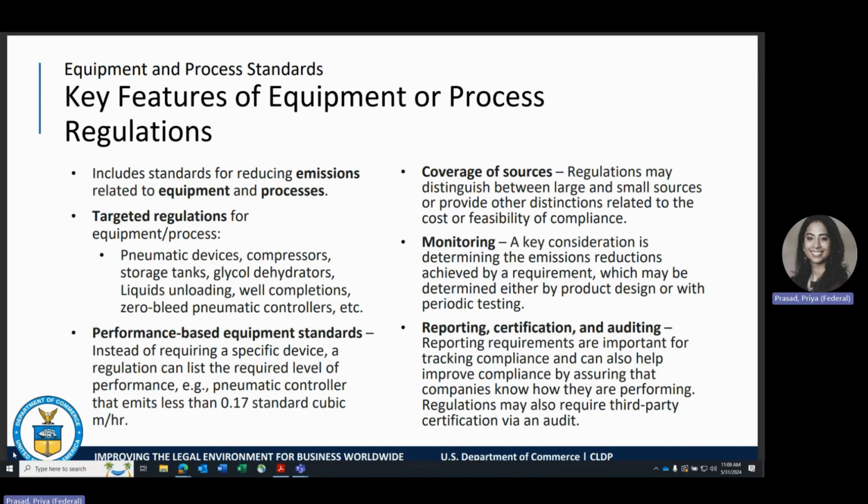Another consideration is monitoring. It's really important to ensure that emissions reductions are actually achieved, and what can governments do to ensure that the equipment and processes are actually taken. Some countries have required inventories. Essentially a company must report on, say, pneumatic devices. They say, this is the number that we have, these are the model numbers, this is their emissions rate, this is how often they've been inspected. Similarly, they may have to report on certain types of processes that take place, like well completions. And often some regulations even require a third-party certification to ensure that that data is reliable and that it's been reported correctly.